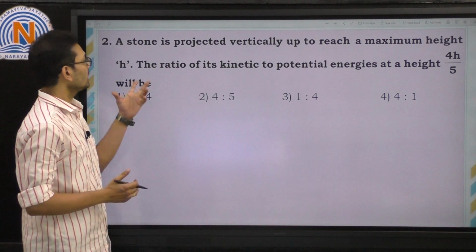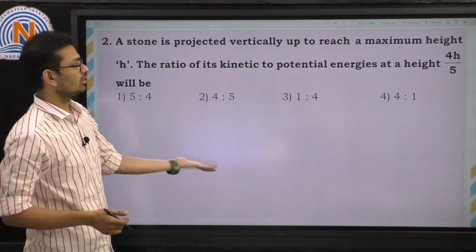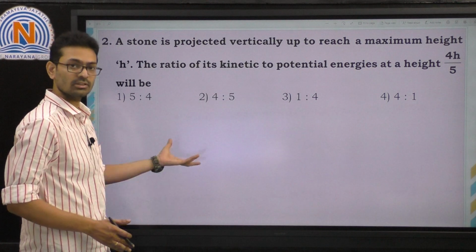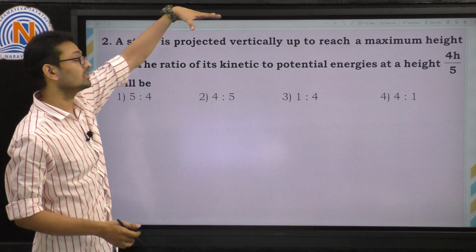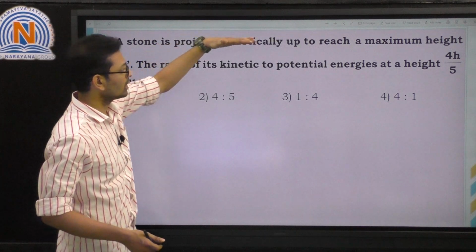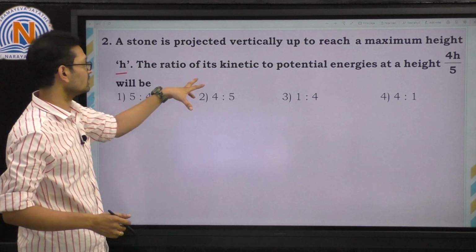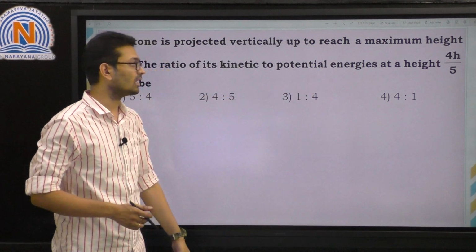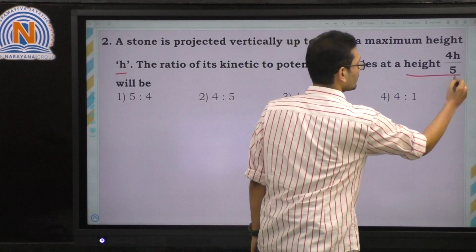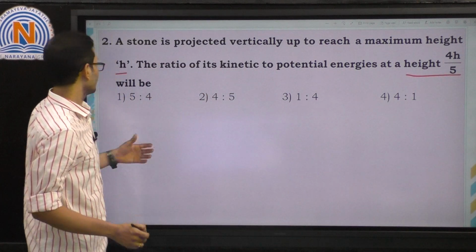In this question, a stone is projected vertically up to reach a maximum height. There is a stone, you throw it up, it reaches its maximum height. The height which it has reached is h. The ratio of its kinetic energy and potential energy at height 4h by 5 will be?